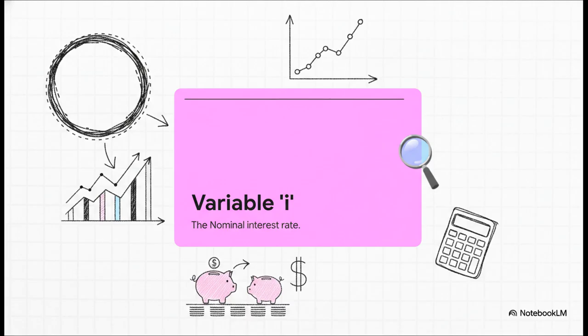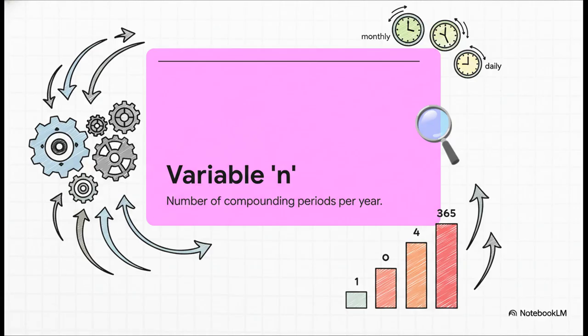This is our raw data, our starting point. Next, we have N. I like to think of N as the compounding engine itself, or maybe how fast it's running. It's the number of times per year that interest is calculated and tacked onto the principal. So if interest is compounded monthly, N is 12.